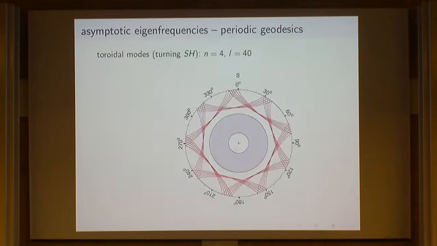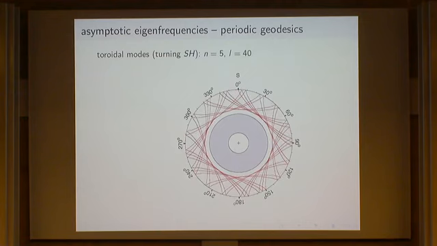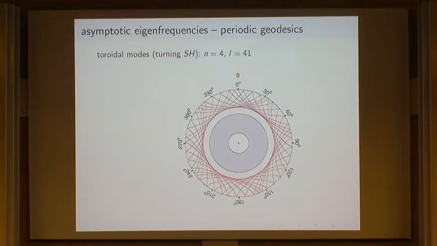And so how do they look like? Well, here we have some rays, periodic rays, that correspond with toroidal modes, particular toroidal modes. For n equals 4, L equals 40, so the overtone 4, angular degree 40. And I can, of course, change the frequency, and here you see how these sort of rays can look like. So what you're searching for next are periodic rays. Periodic rays have everything to do with eigenfrequencies, and I'll argue that it's an ancient result from the 1960s.